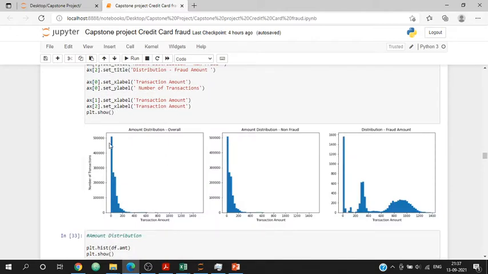And this is a small distribution between the fraud and non-fraud amount. So this is the amount distribution. This is the non-fraud amount distribution. And this is the fraud amount distribution. As you can see, it ranges somewhere between 200 to 500, or it will come under the bracket of 800 to 1000.